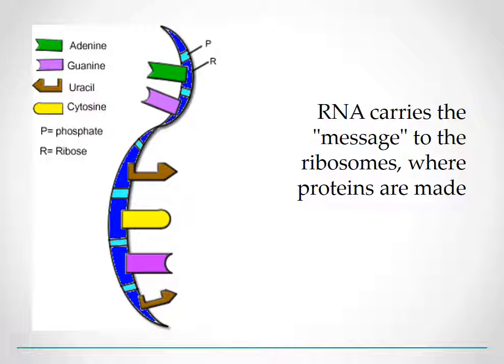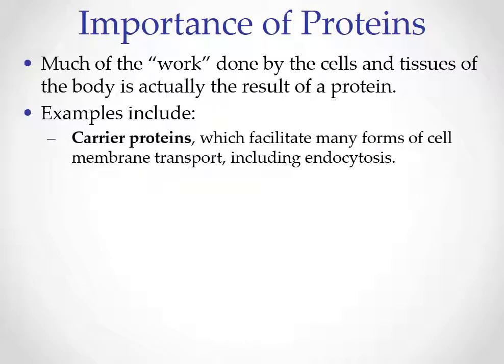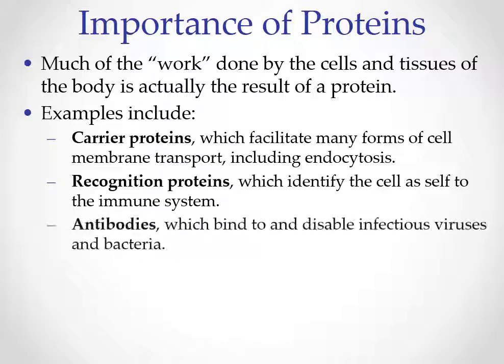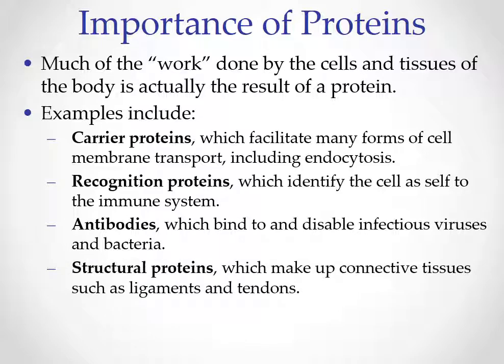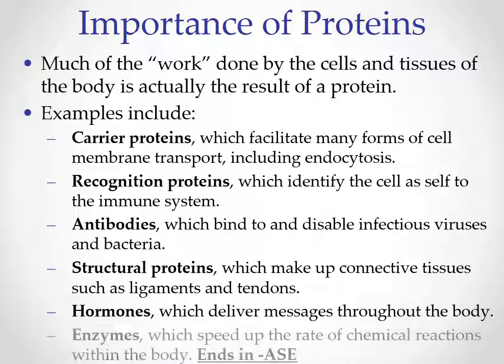So it's single-stranded. So again, what's so important about these proteins? Remember that proteins are essential for life, okay? So you have carrier proteins that help move things in and out of the cell membrane, like endocytosis. You have recognition proteins, which identify themselves to the immune system. You have antibodies, which help defend and disable viruses and bacteria. You have structural proteins, like the ones in your ligaments and tendons that are connective tissue. And then you have hormones, which deliver messages throughout the entire body.